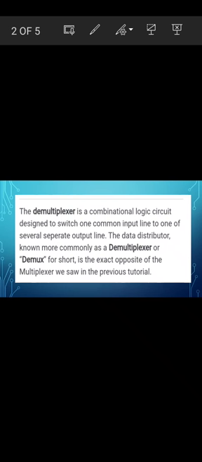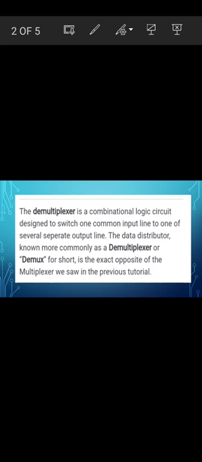The demultiplexer is a combinational logic circuit, which means it is time independent. It only depends on the present input and does not depend on the previous input. The demultiplexer has one common input line, and it is connected to several separate output lines.